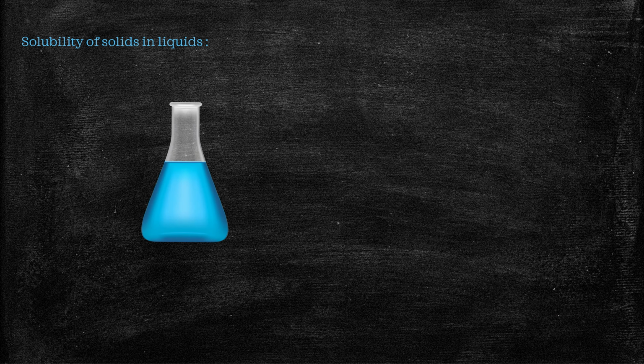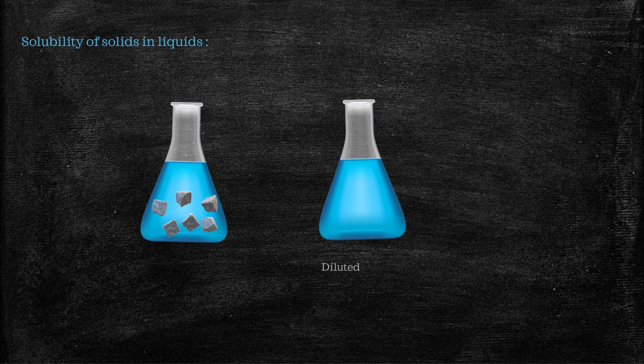Let's make a little experiment. If we try to dissolve solid salt, such as sodium chloride, in a fixed volume of water, the solution will become more concentrated as we add more solid salt to it. Concentrated solutions contain a high proportion of a solute, which is in our case the solid salt, whereas on the opposite side, diluted solutions contain a small proportion of solute.